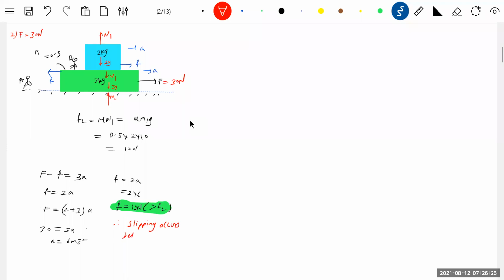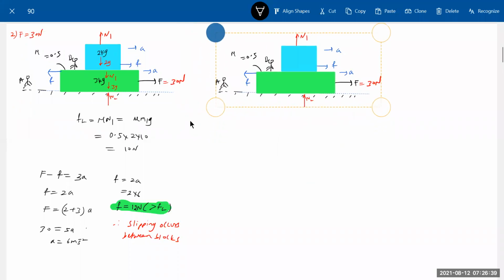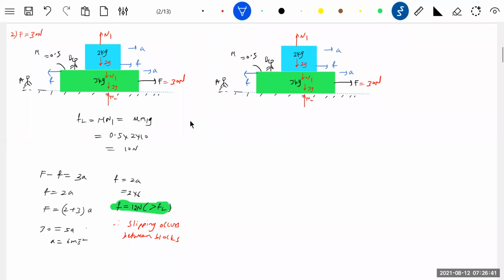Slipping occurs between blocks. So we assumed no slipping, but in fact slipping occurs. So I have to change the diagram. Now here the friction will be FL, this will be FL. They will have different accelerations.